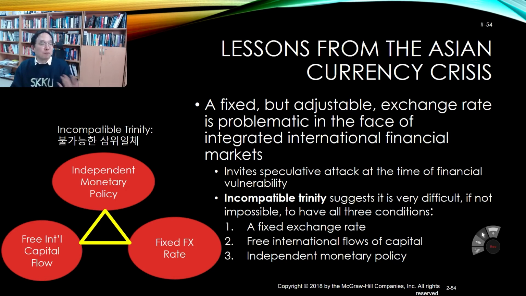We were depleted of US dollar reserves, just like the peso crisis over there. The central government had to spend a lot of US dollars to protect the value of the Korean won. So in the end, the IMF intervened and rescued us with this bailout money.